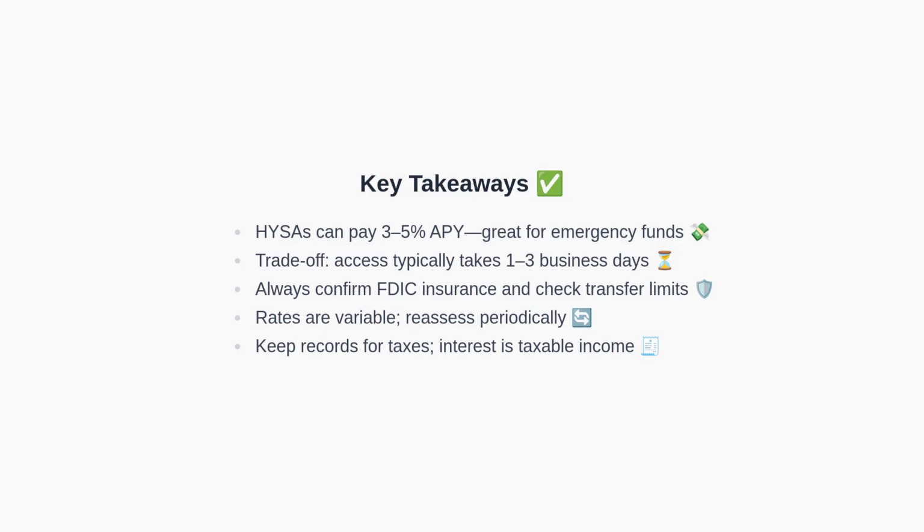To recap, high-yield savings accounts often pay 3 to 5% annual percentage yield, making them a strong home for emergency funds and other short-term cash. The main trade-off is that access typically requires 1 to 3 business days for transfers. Always confirm FDIC insurance, understand transfer limits, and expect interest rates to vary over time. Finally, remember that interest is taxable income, so keep proper records.